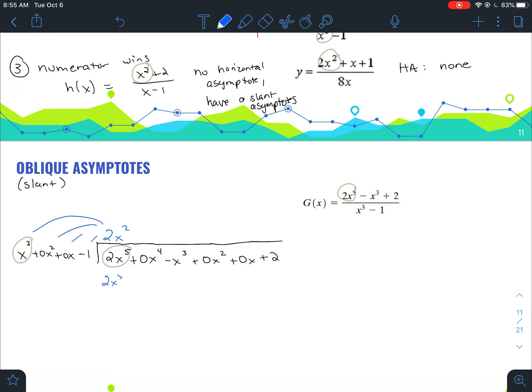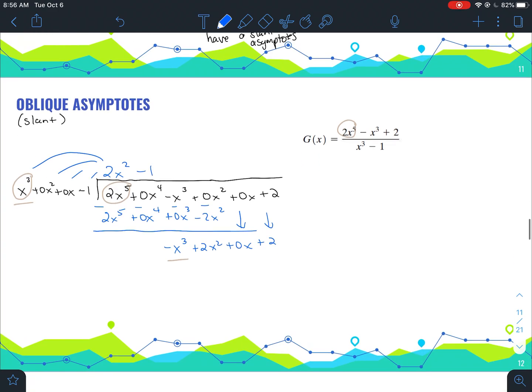Well, that would be 2x squared, and then just like normal division, multiply this out. So it would be 2x to the 5th plus 0x to the 4th plus 0x to the 3rd minus 2x squared. And then in long division, you subtract going down. So we would get 0, 0, and then we would get negative x cubed, and then we get plus 2x squared, and then we would bring down the 0x, and we can bring down the 2 if we want to as well. And then we think, x cubed times what is negative x cubed, and that would be negative 1.